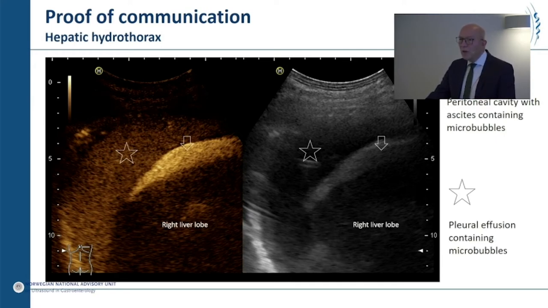Is there any contrast? Is there any microbubble inside the pleural cavity on the right side? Or is there only contrast medium inside the peritoneal cavity? This is peritoneal cavity. This is the level of the diaphragm. And there are a small amount of microbubbles within the right pleural cavity, and that means there's a connection. We can't see it with any imaging tool, but we can prove by injecting contrast.